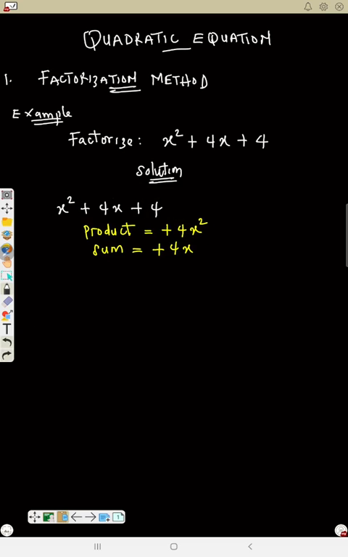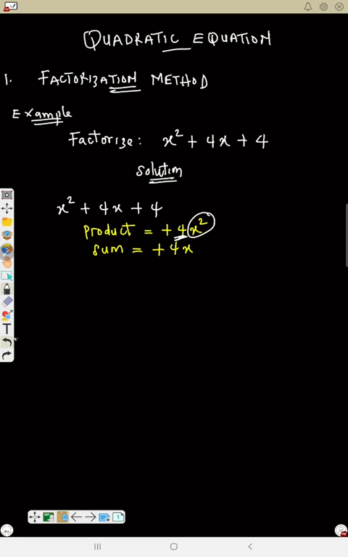Now if you know your product and sum, since we know product simply means multiplication, while sum simply means addition, find any two numbers you can multiply that will give you the product, that is plus 4s squared, and you get the sum, plus 4s. Now to find the product, what are the numbers you can multiply that will give you 4? You can ignore this s squared, just focus on the number here. So 4. Which two numbers can you multiply together that will give you 4?